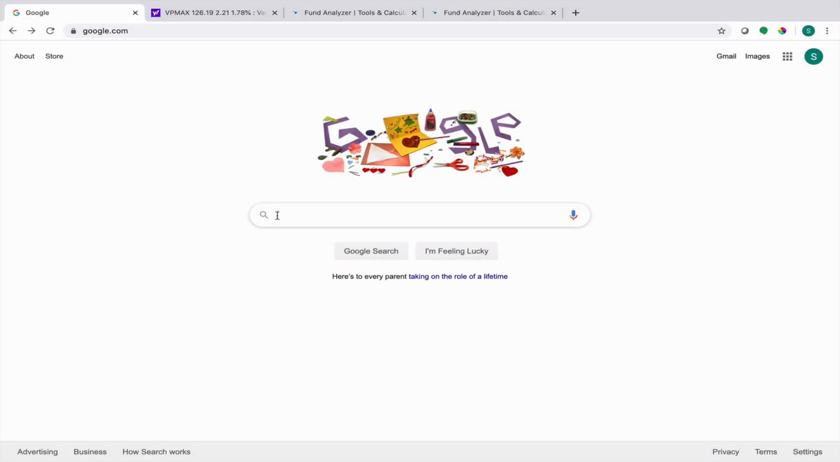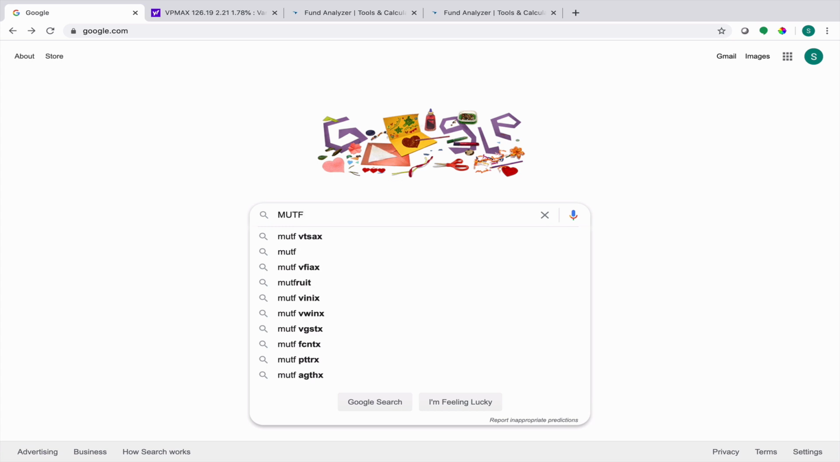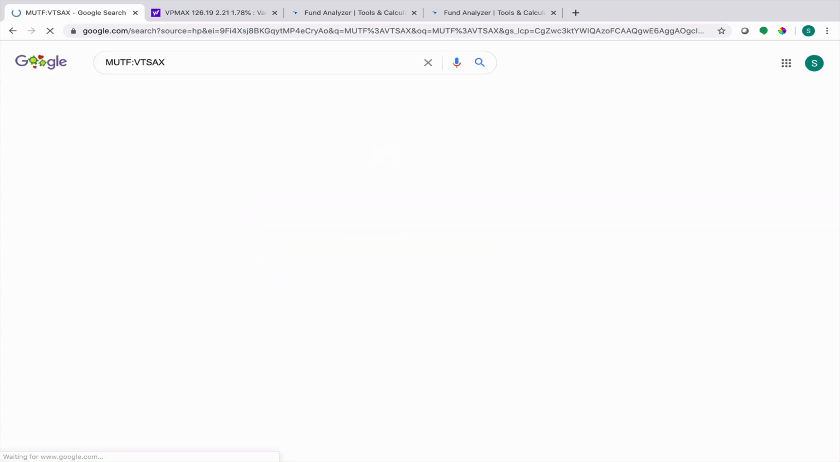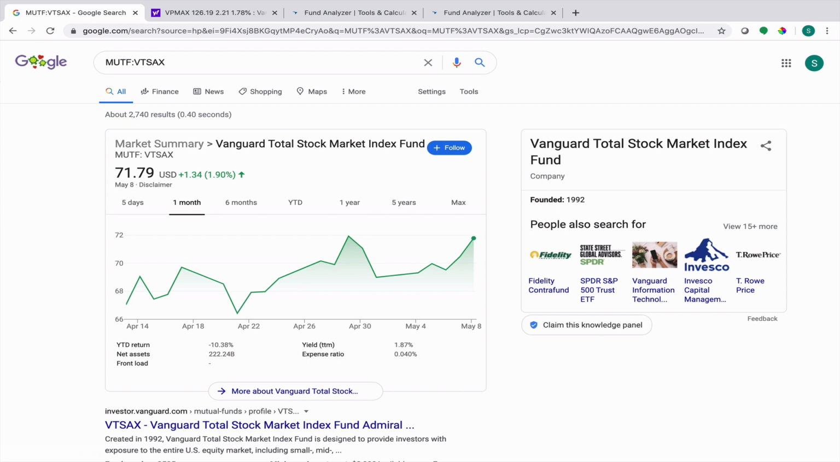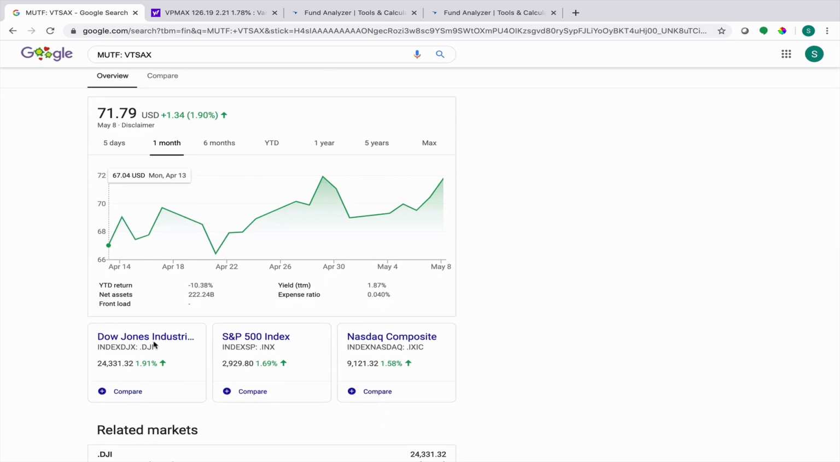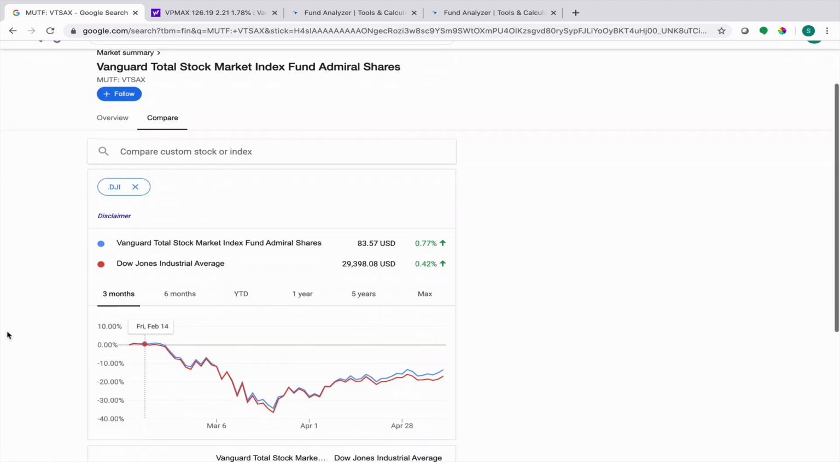Next, we'll see where to find the NAV information. First up is Google. If you know the fund's name or the ticker, you could come into Google and search for MUTF, which stands for mutual funds, and search in the mutual fund's ticker name. In this case, you have a little more information related to not just the NAV, but also some comparison tools with indexes like Dow Jones and S&P, for example.